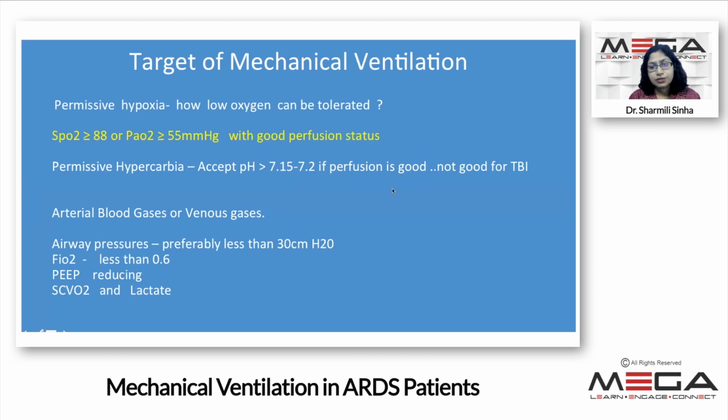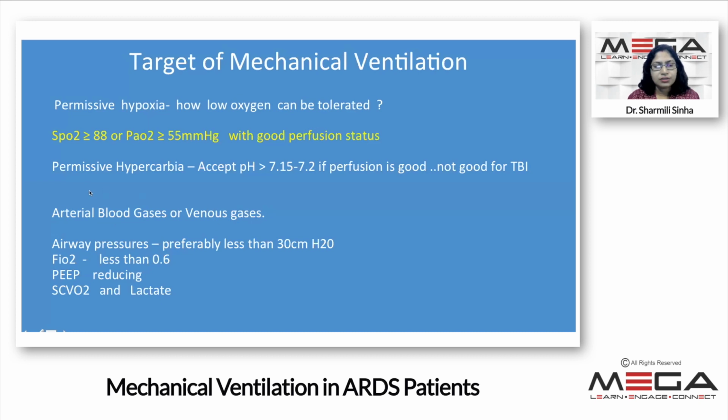But only if the perfusion status remains good, and how do you assess that? By doing blood gases, looking at the lactate levels, and by end organ perfusion like the urine output. But a word of caution is that if your patient also has concomitant brain injuries, say traumatic brain injury, suppose a patient has polytrauma, as I said, that polytrauma also can be an extrathoracic or extrapulmonary cause of ARDS. So if there is a concomitant brain injury, or a stroke, or a seizure, it is not a good idea to allow permissive hypercarbia, because then your brain is also getting damaged.